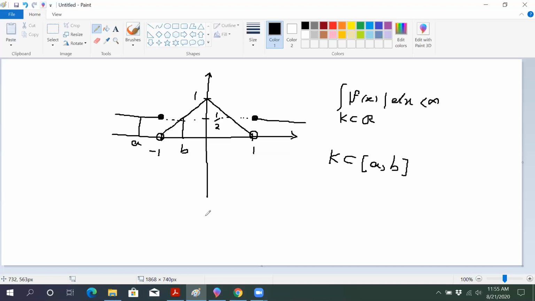So check this integral. Because K can be contained in any closed interval, we have the integral of f on K is a subset of, that is, less than or equal to, the integral of f on the closed interval [a, b], which means the integral from a to b. And this is finite for every closed interval. So this shows that the function is locally integrable.